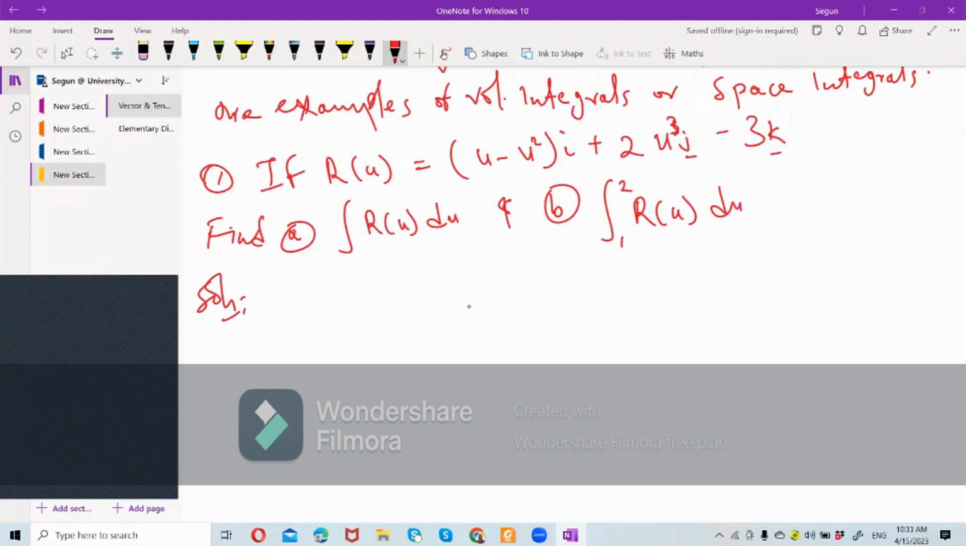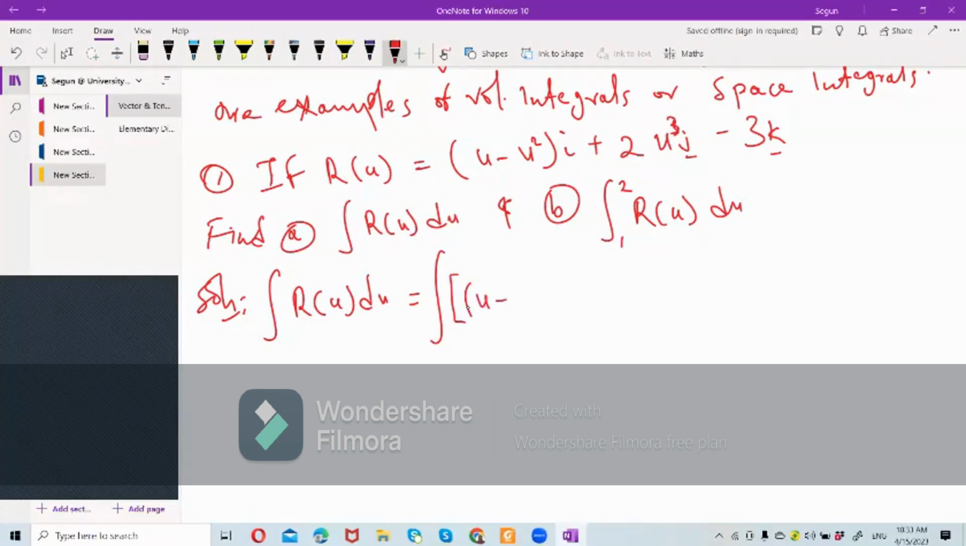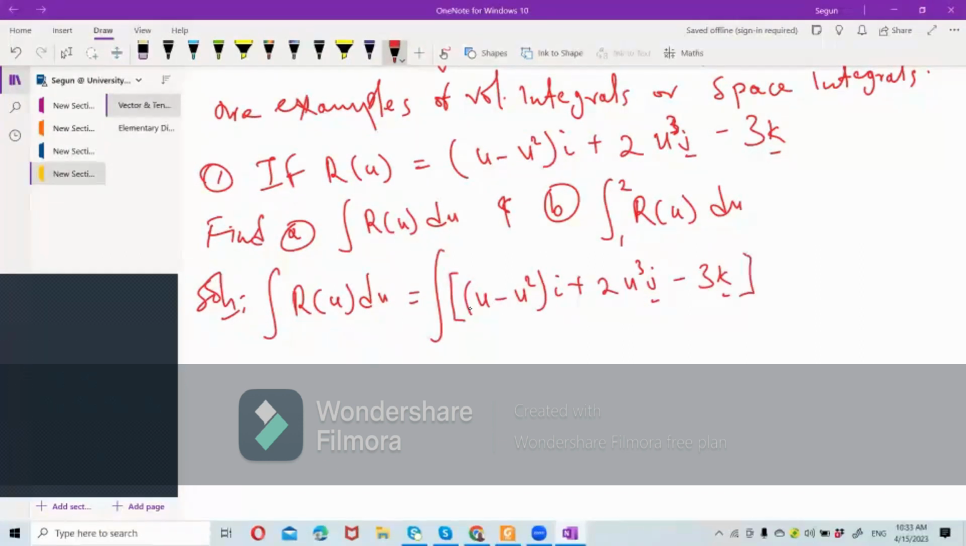Solution. So let's look at the formula. The question says integral of R of U du. It's the same thing as the integral of (U minus U squared) I plus 2U cubed J minus 3K, du. Are we together? Remember, they are all in U, but you have to integrate them component by component.